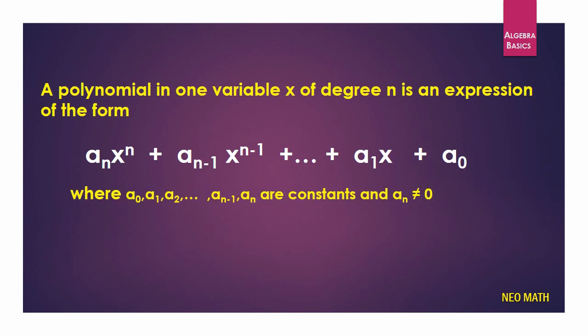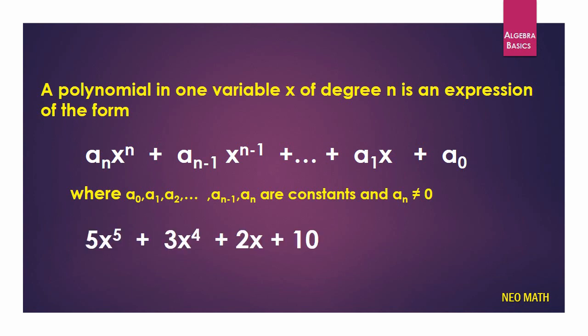Where a0, a1, a2, a n minus 1, a n are constant values, that is numerical coefficients, isn't it? And a n should not be equal to 0. So this term should not be equal to 0. If a n is 0, then the degree will be n minus 1, that is x power n minus 1 will be the degree. But our degree is n here, so a n should not be equal to 0.